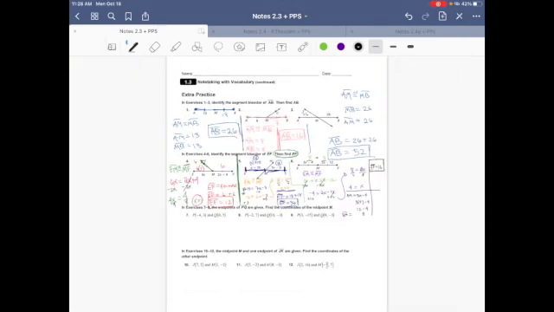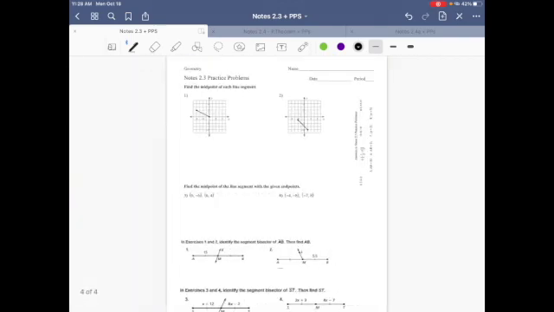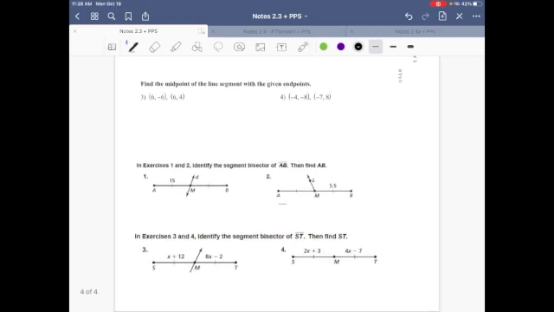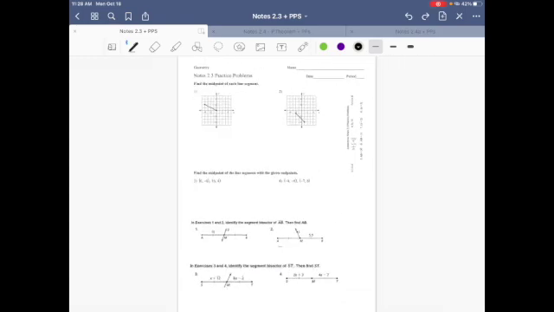So what I want you to do is try these problems down at the bottom, 1, 2, 3, and 4, just like we just did. And then we will try this next part.